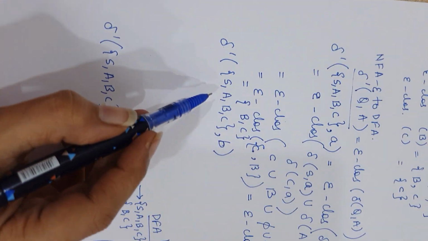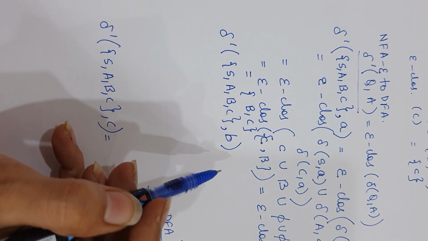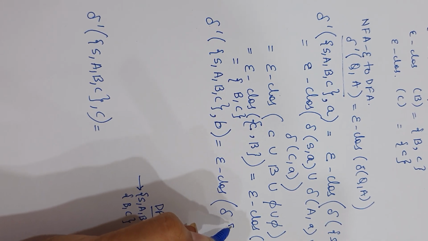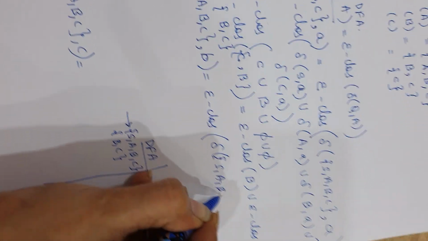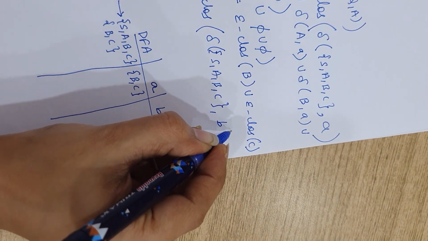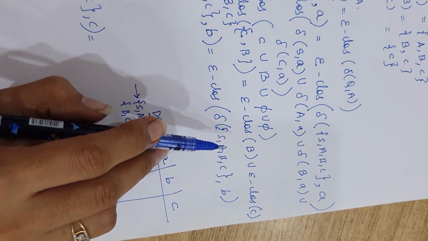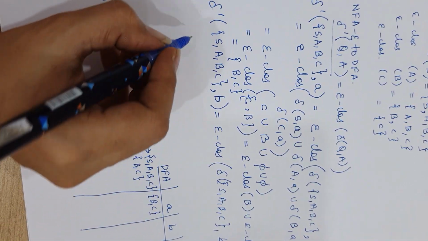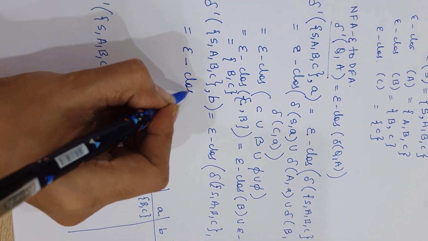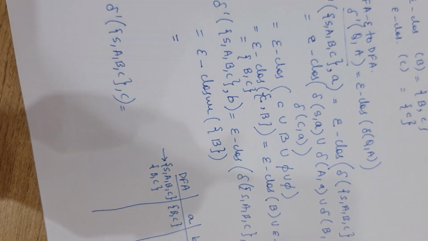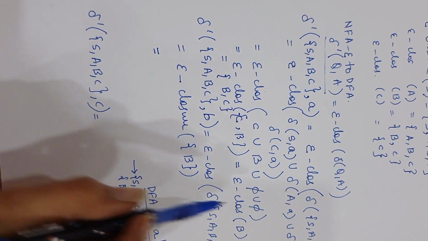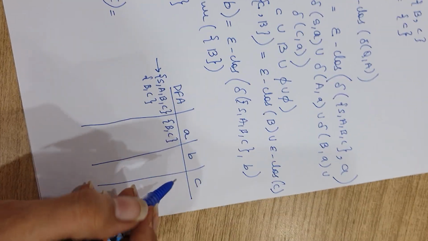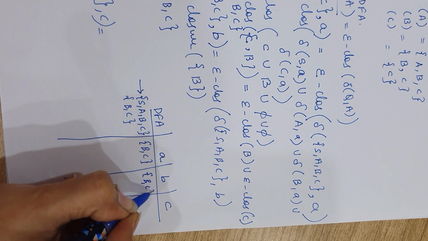Now let us write the transitions for SABC with B. This will be epsilon closure of SABC now with B. Then we'll take the union S with B, A with B, C with B. I'm directly writing the answer here. This gives me epsilon closure of B, and epsilon closure of B we have already computed as BC. So here I'll write BC.